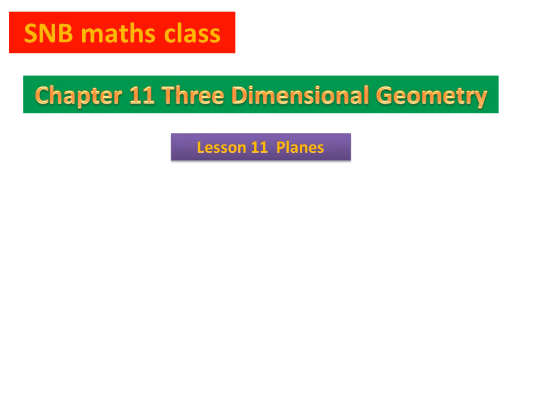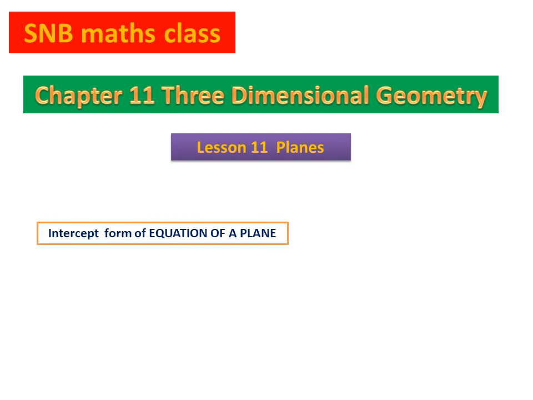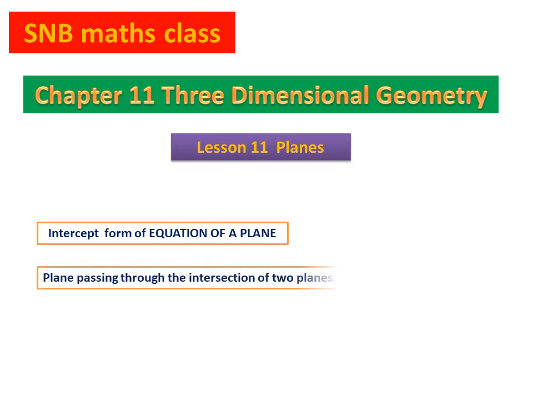We are studying planes in chapter 11, that is three-dimensional geometry. In this lesson, let us study two important things. One is the intercept form of the equation of a plane. Already we have seen three different types of equations of a plane under three given conditions. Now this is an additional type, that is, intercept form. And the next one is the plane passing through the intersection of two planes.